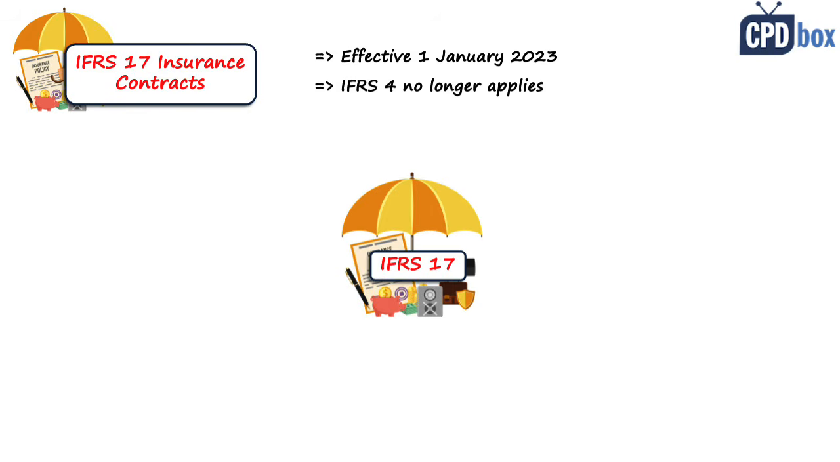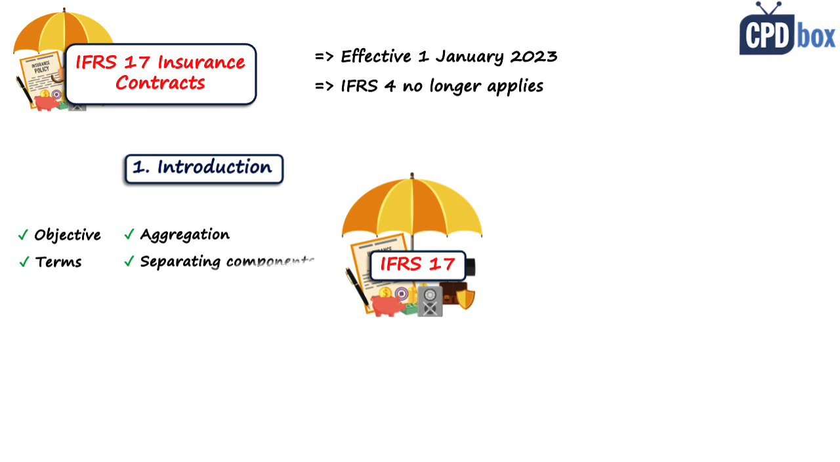So IFRS 17 has been effective for periods starting on or after 1st January 2023, and IFRS 4 no longer applies. So let's see what specifically it arranges in some subtopics. First, intro, and here IFRS 17 sets the objective, defines main terms, and it speaks about aggregation and separating components in the contracts. Next, it deals with recognition, so when you should start accounting for insurance contract.